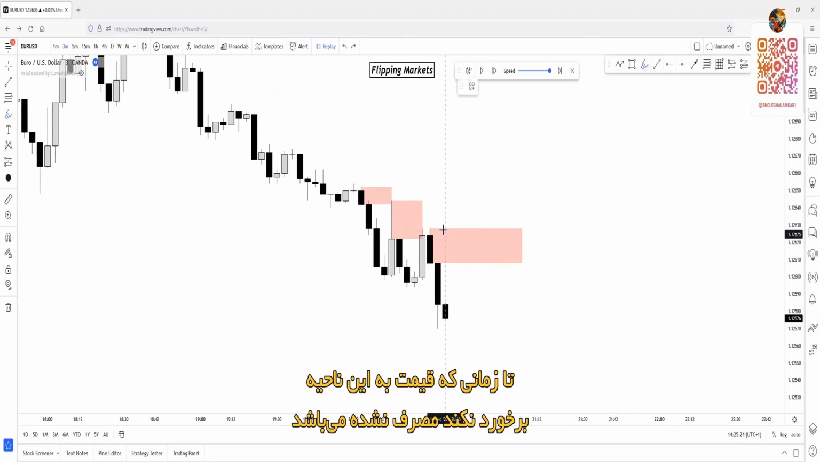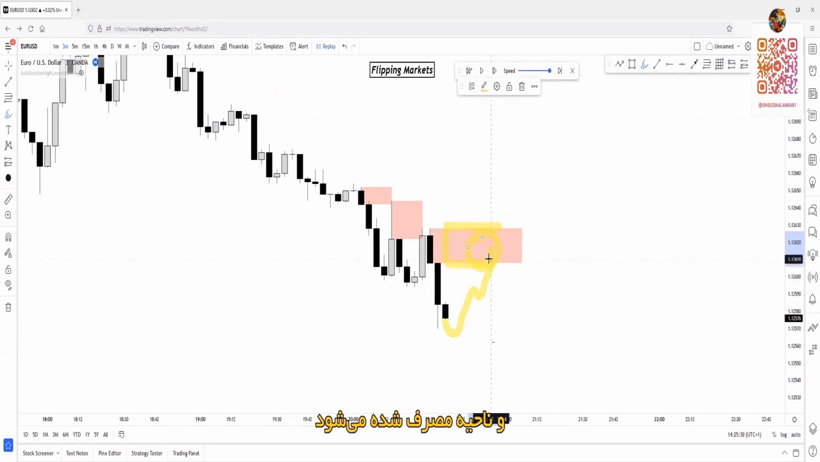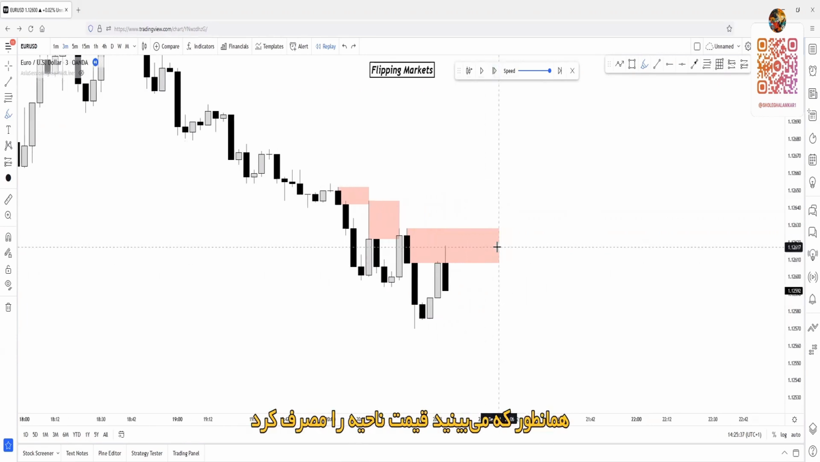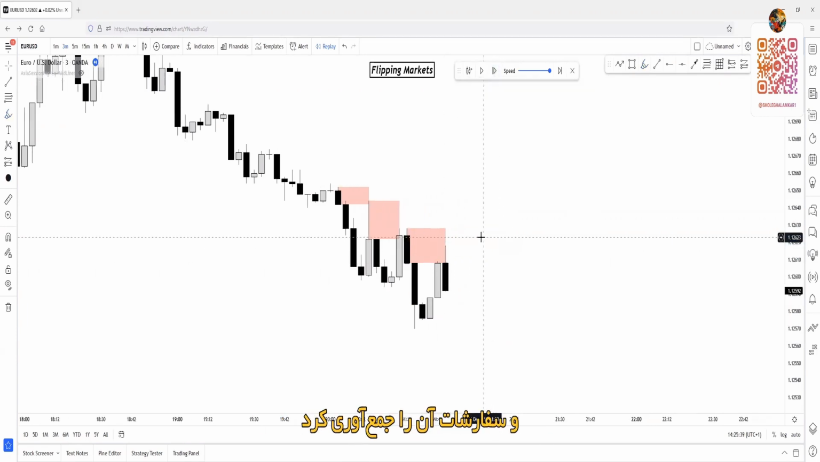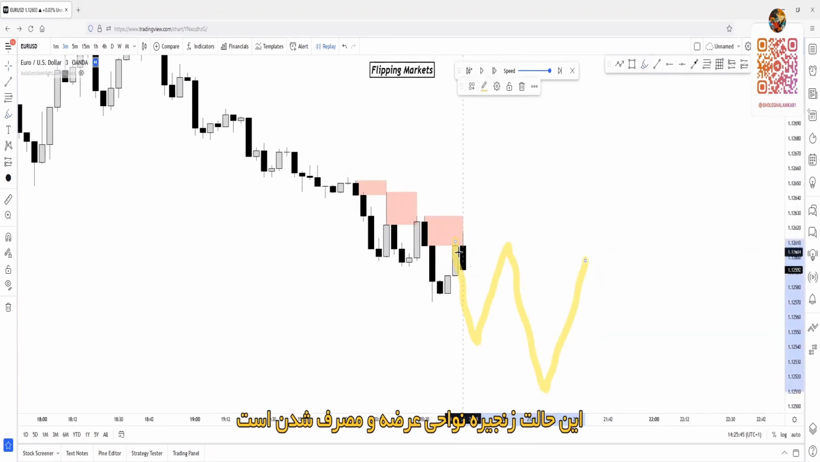This supply zone will stay unmitigated unless price comes back up and taps into this zone. So it will collect the orders and it will become mitigated from unmitigated. Okay, let's see what happens. As you can see, price mitigated the zone again, collected the orders. So this became mitigated. And this will go on and on and on. This is a supply chain, and this is a mitigation.